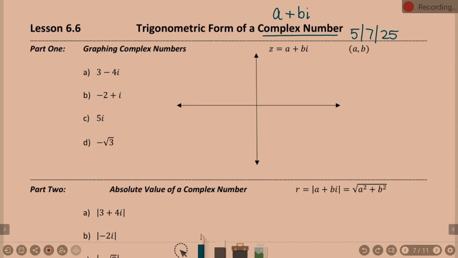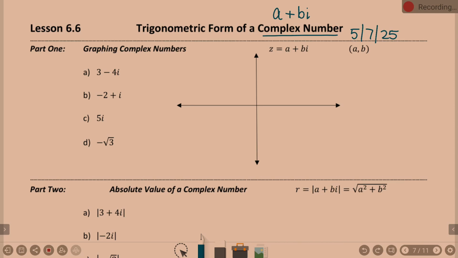Now, we're going to do some very basic things, which you may have seen back in Algebra 2 when we did imaginary numbers. And we're going to also connect our imaginary numbers to trig form and this polar form we've been working at. So, first thing we're going to do is graph complex numbers. I feel like I did this back in Algebra 2 with you.